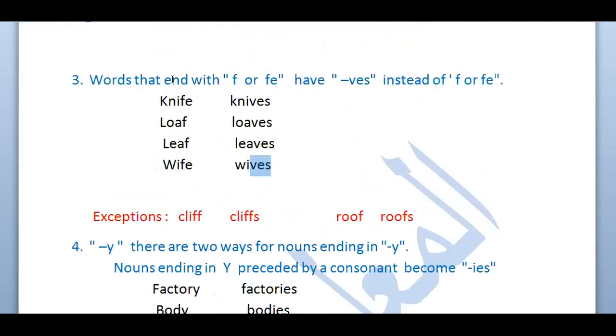Of course, this rule has exceptions for some words. For example, cliff, we say cliff, cliffs. We just put s at the end of this noun, cliff, cliffs, roof, roofs.